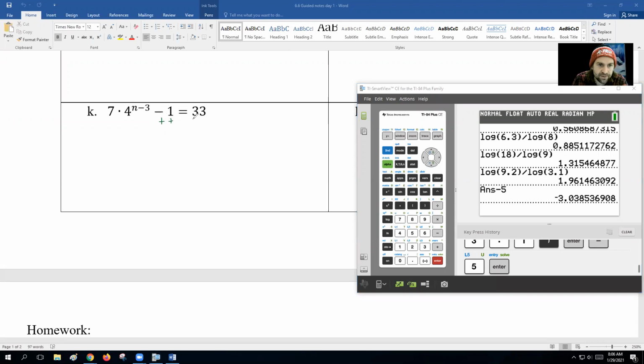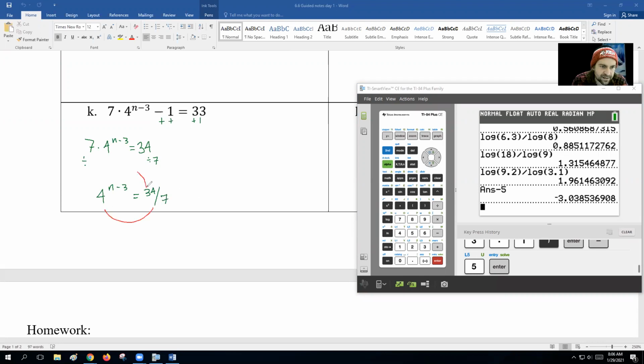So we got to add 1 over first. So we get 7 times 4 to the n minus 3 power equals, okay, if we add 1 over, that's 34. All right, next we're going to divide by 7. Of course, this is the worst problem ever. That does not divide by 7. So we're just going to leave this as 34 over 7 as a fraction.